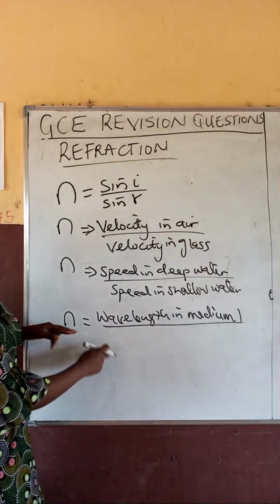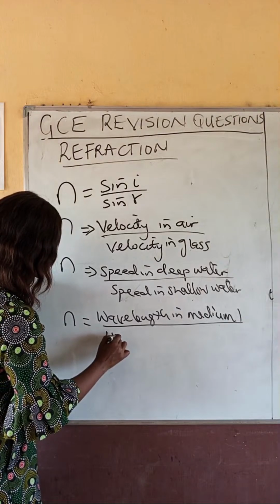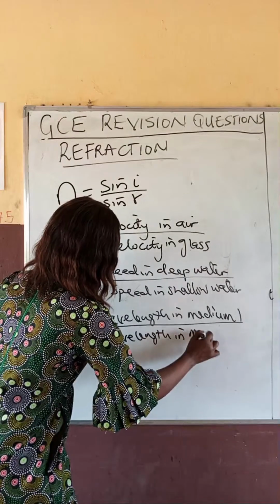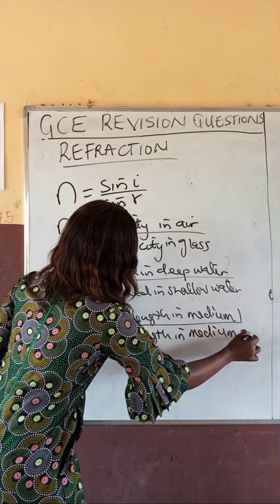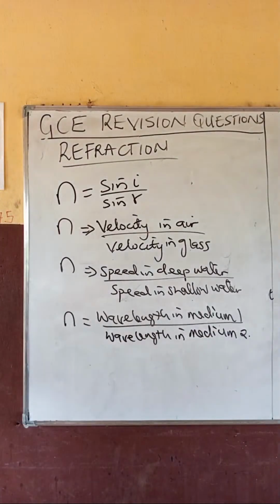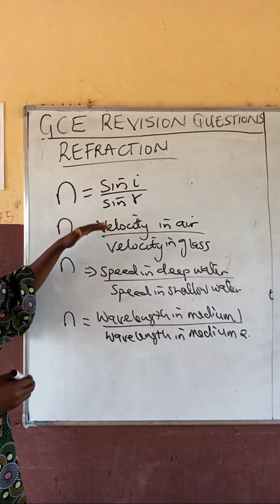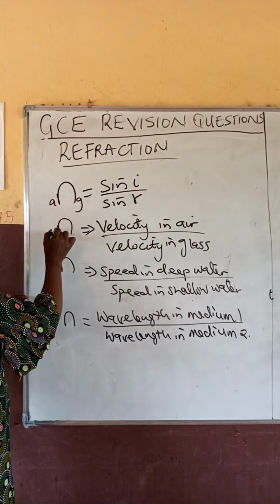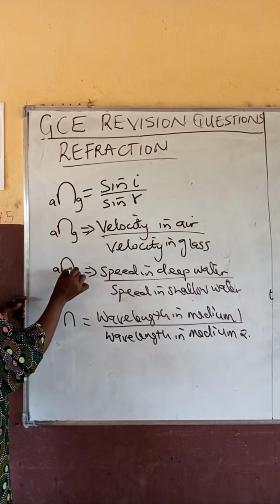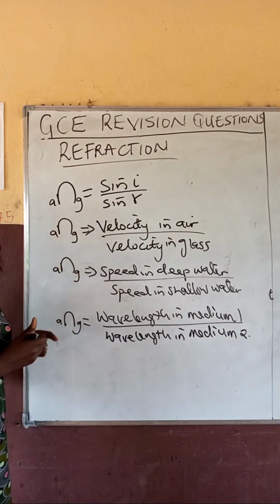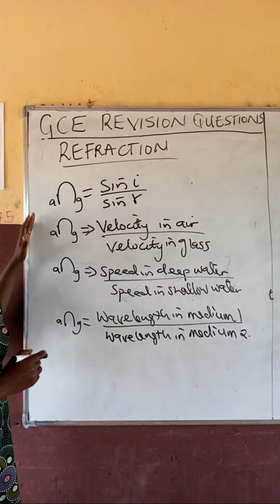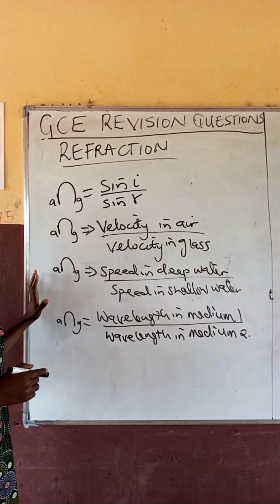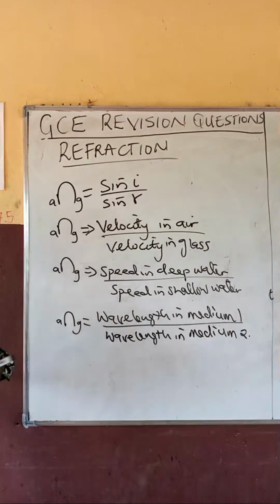All right. We have wavelength in medium 1 divided by wavelength in medium 2. Okay? Now, all this is when light is traveling from air to glass. So if I write n, it means the light is traveling from medium 1 to medium 2, or from air to glass. Is that clear? All right.